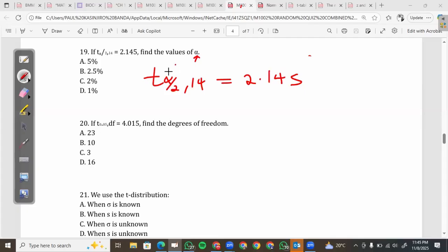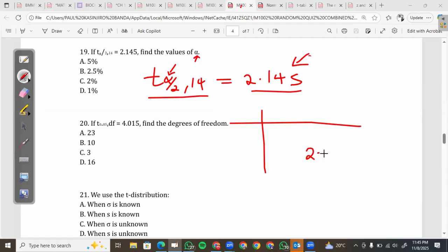I want to find the value of alpha such that this t value will be equal to 2.145. So again, on that t-score table, I'm just going to look for these t values. The t values are here. On top here, I'm going to find the values of alpha, and here I find the degrees of freedom. The degrees of freedom is 14. Then I'm looking for this alpha here, and then I have 2.145.